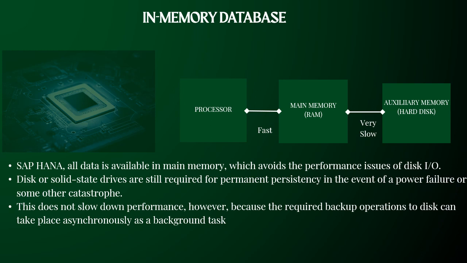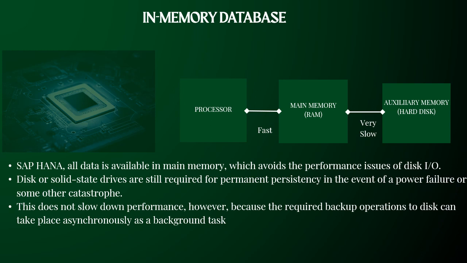It's only used as a backup operation, so that if the power is lost or in case of some disasters, the database needs to be saved, right? That's where auxiliary memory comes into the picture. But for most of the operations, the data is residing in the main memory itself. That is nothing but the RAM.